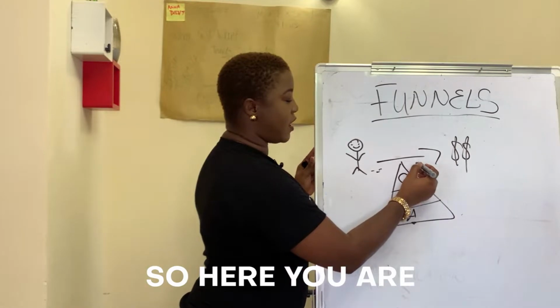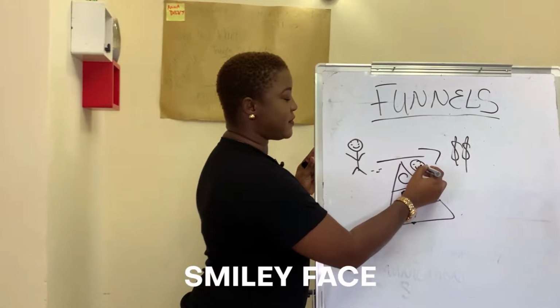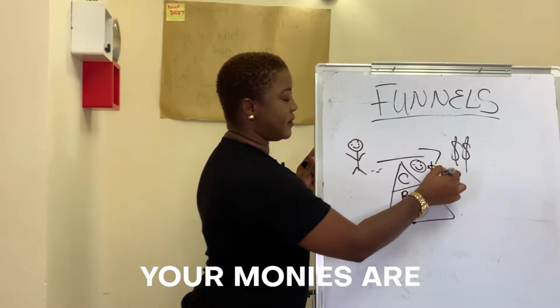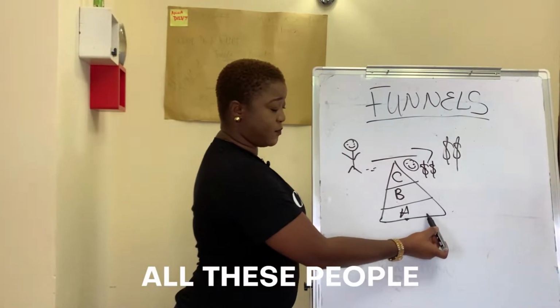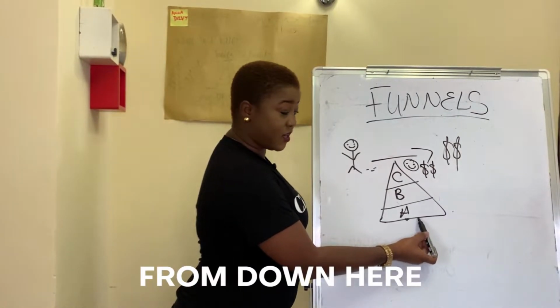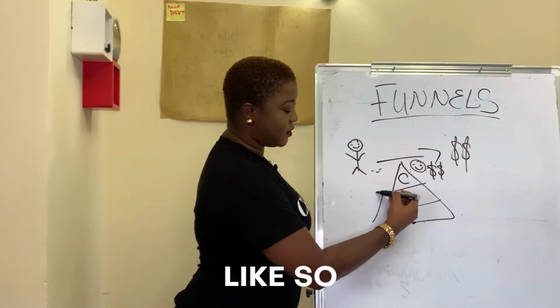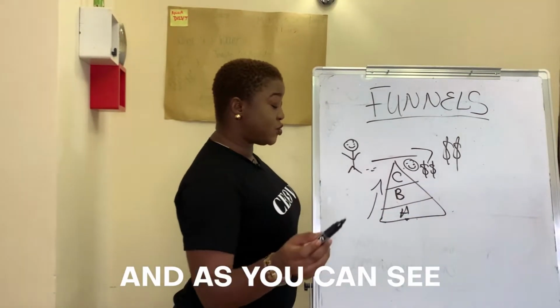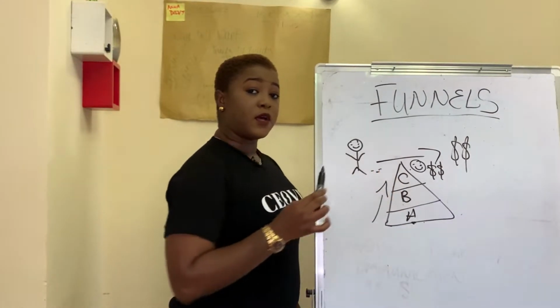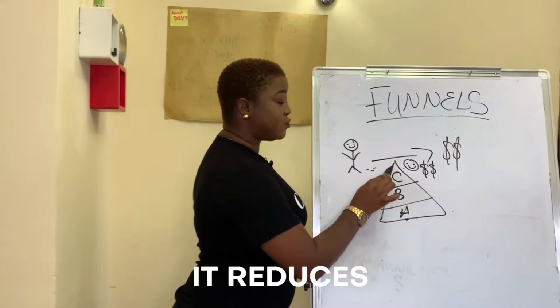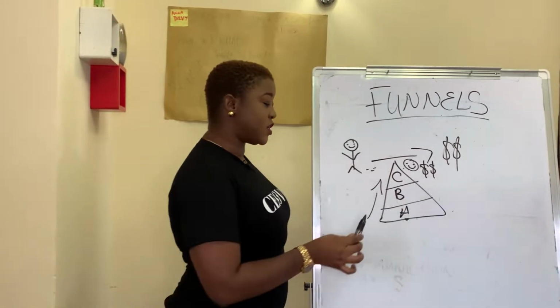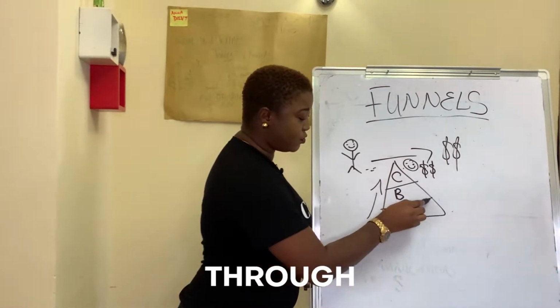So here you are at the top, smiley face, and here's where your money's at. So you want to get all these people from down here to up here. The magnet goes up like so. And as you can see, as you go up your funnel, it reduces. Why? Because you start to filter out through this process.